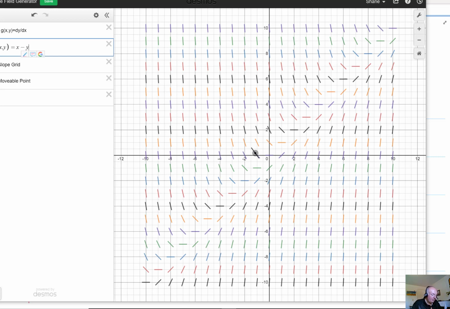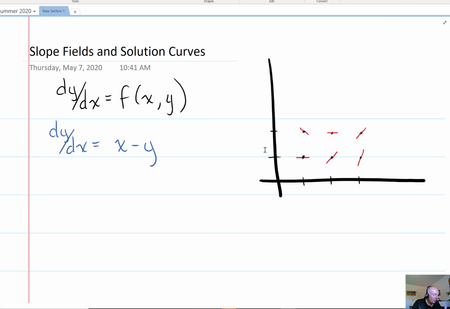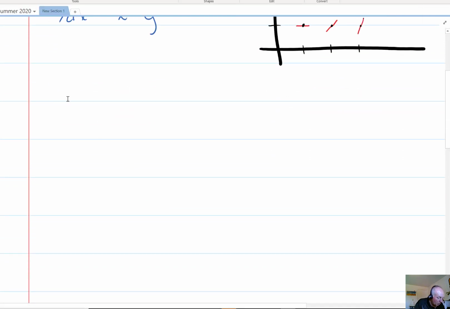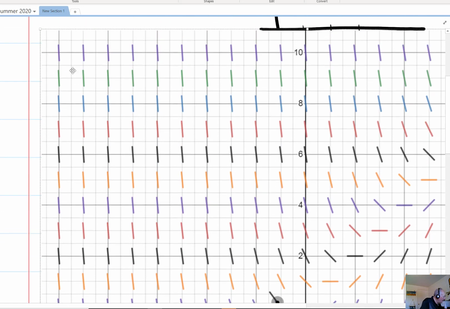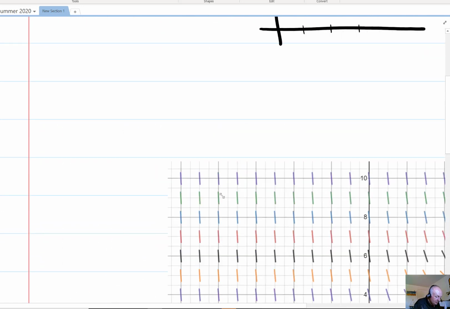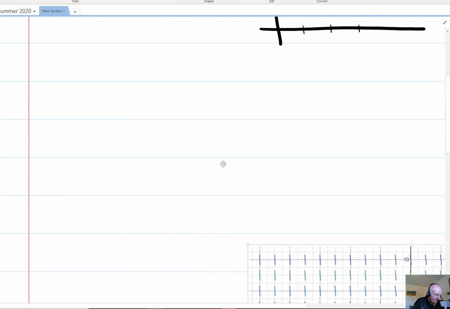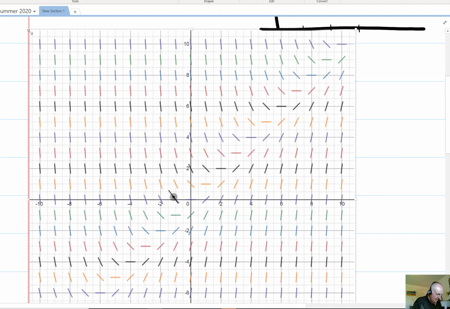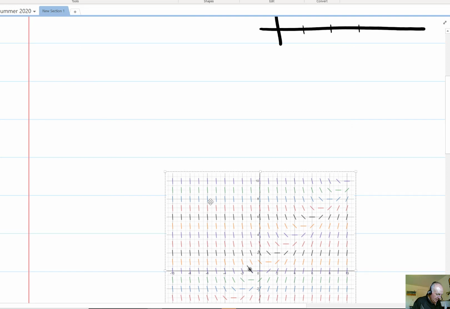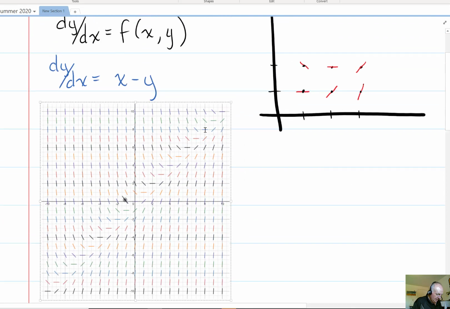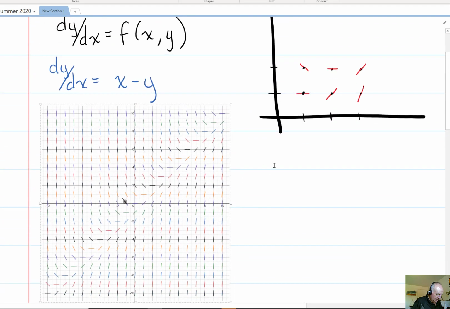So I've just grabbed this, and hopefully we'll paste it right in here so we can draw on it. We don't need it to take up the whole screen, so let's scrunch that down. There's our slope field for that differential equation, dy/dx equals xy.